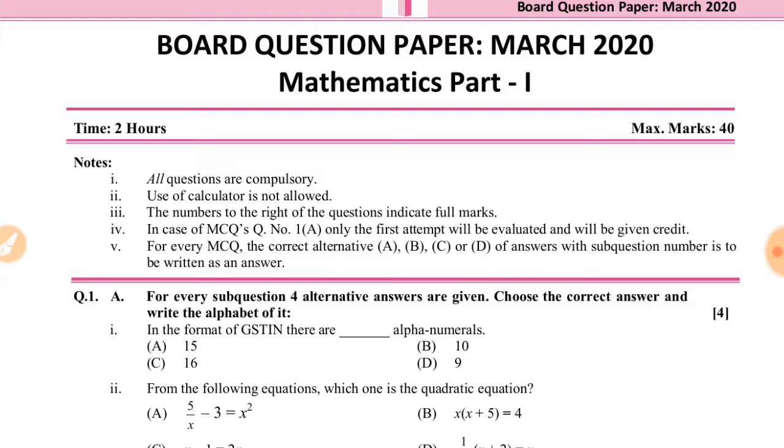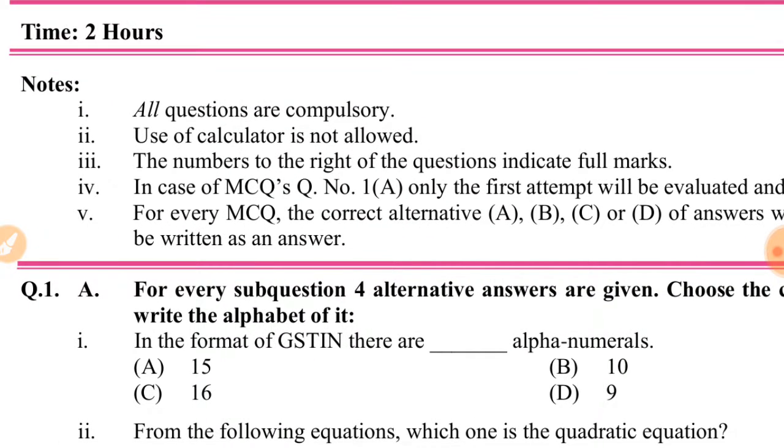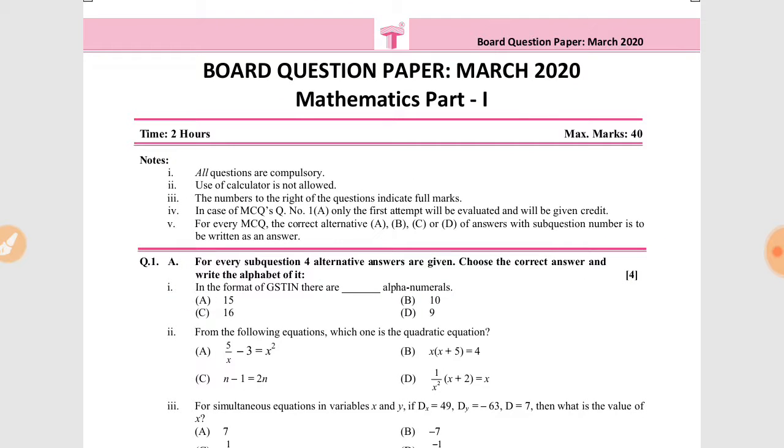For every MCQ, the correct alternative A, B, C or D of answers with sub-question number is to be written as an answer. For example, question 1A, sub-question number is 1. If the correct answer is A, it should be written 1A. So in this way, you have to solve properly this question paper.